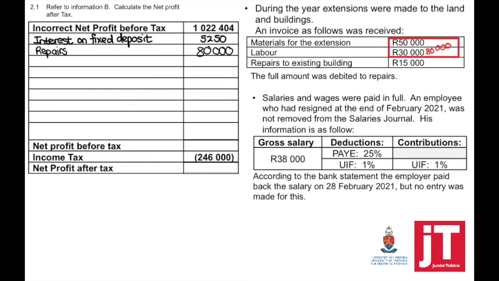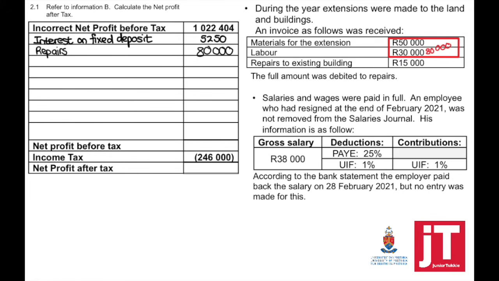Salaries and wages were paid in full. An employee who had resigned at the end of February 2021 was not removed from the salaries journal. His information is as follows. So the gross salary is 38,000. The deductions are for pay as you earn and UIF, and then we contribute towards the UIF. According to the bank statement, the employee paid back the salary on 28 February 2021, but no entry was made for this. So there's a number of things that need to happen here.